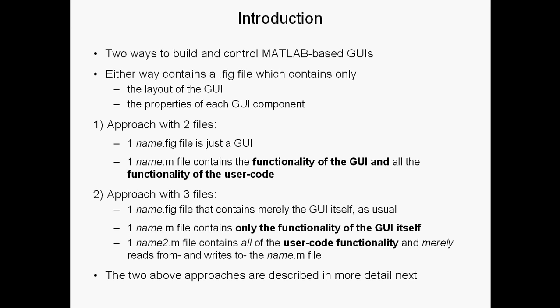There are essentially two ways to build and control MATLAB-based GUIs. In either way, there will be one file with FIG extension, which contains only the layout of the GUI and the properties of each GUI component. In the first approach, there will be two files in use. One file that we provisionally here call name.fig file is just your GUI. Another file called name.m will contain the functionality of the GUI and all the functionality of the user code.